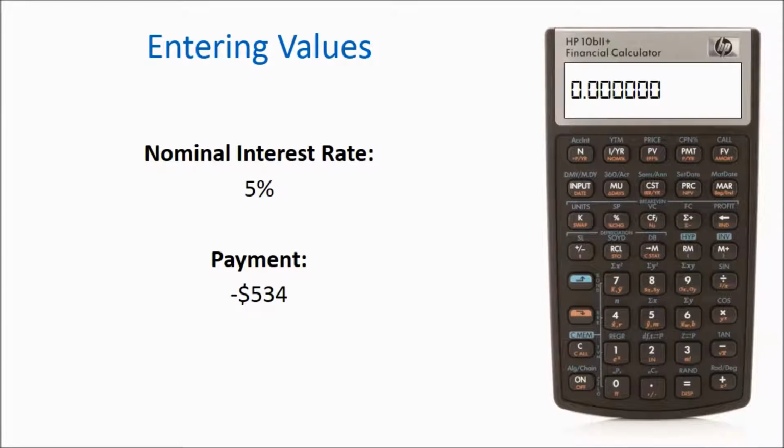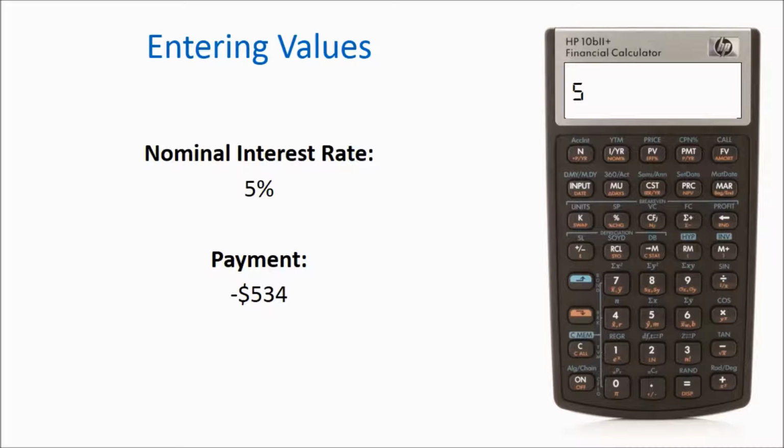When we're solving math problems, we will be entering values into the calculator. For example, let's enter these two values: nominal interest rate of 5% and payment of negative $534. To do that, we will first type in the value and then press the corresponding key. To enter the nominal interest rate of 5%, type 5, then press Shift NOM. This saves 5 in the NOM key. Note that when you enter percentages, you don't press the percentage key. The calculator assumes that the number you entered is already in percent.